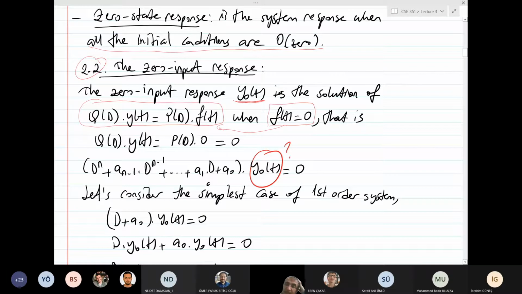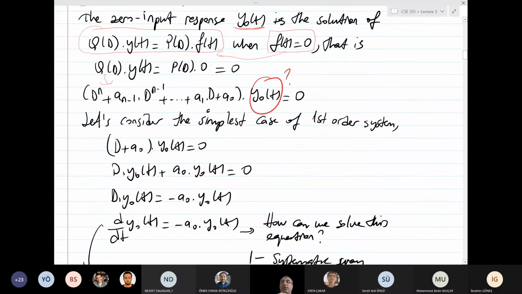Okay, so let's expand this Q of D, and as you see it is D to the n plus a n minus 1 times D to the n minus 1, and so on, plus a1 times D plus a0, times y0 of t, which is equal to 0. So zero input response is this. I'm trying to find this y0 of t. So the question is how we are going to solve for y0 of t in this equation.